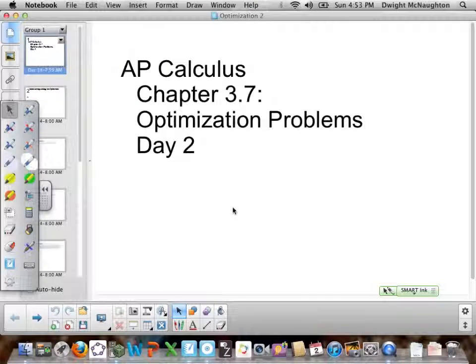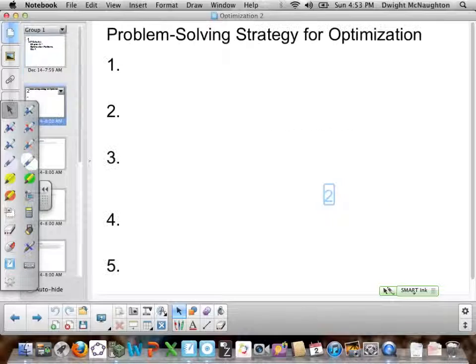Chapter 3.7, Optimization Problems, Day 2. Now remember, optimization is where you're looking for the maximum or minimum of a situation. Some examples are you want to maximize profit in a business. You also want to minimize costs. All right? The steps for optimization, this is just a review.